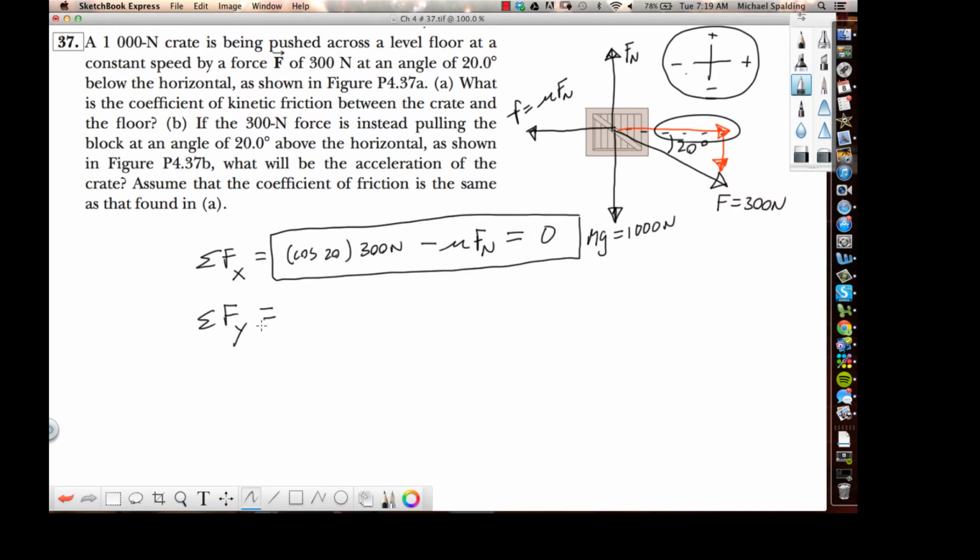All right, in the y direction, how many forces do we have in the y? 3. We have normal force, mg, and the y component of the 300. Okay, so let's do those three. So we have normal force up, minus 1,000 down, that's the weight, then minus the y component of the 300, which is going to be sine 20, 300. So those are the three vertical forces. Okay, sum of the forces always equals ma, where that's a y acceleration. Is the crate going to accelerate vertically? Will it accelerate into the sky? No. Will it accelerate into the ground? No. So the y acceleration, we can just change it to 0.